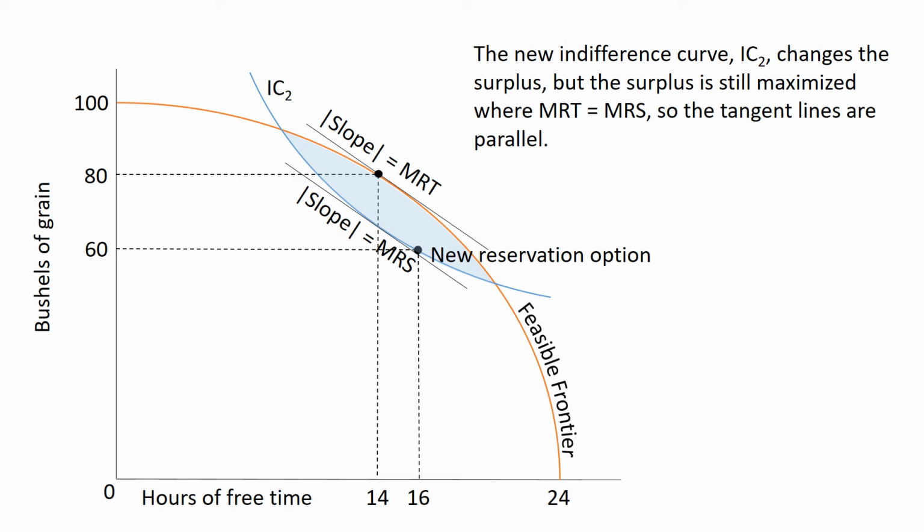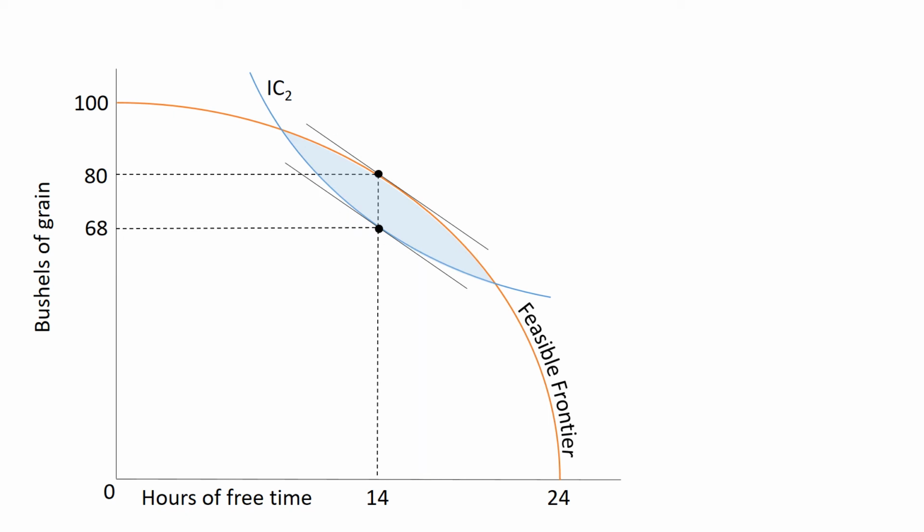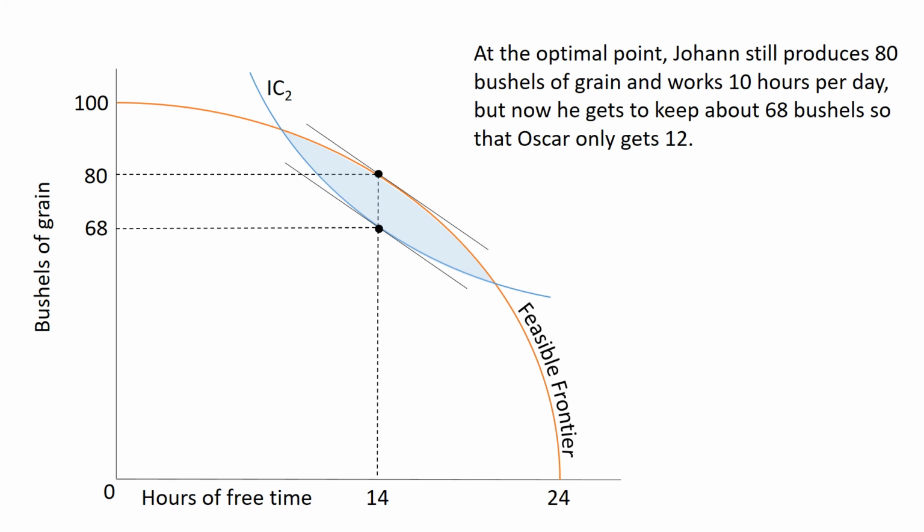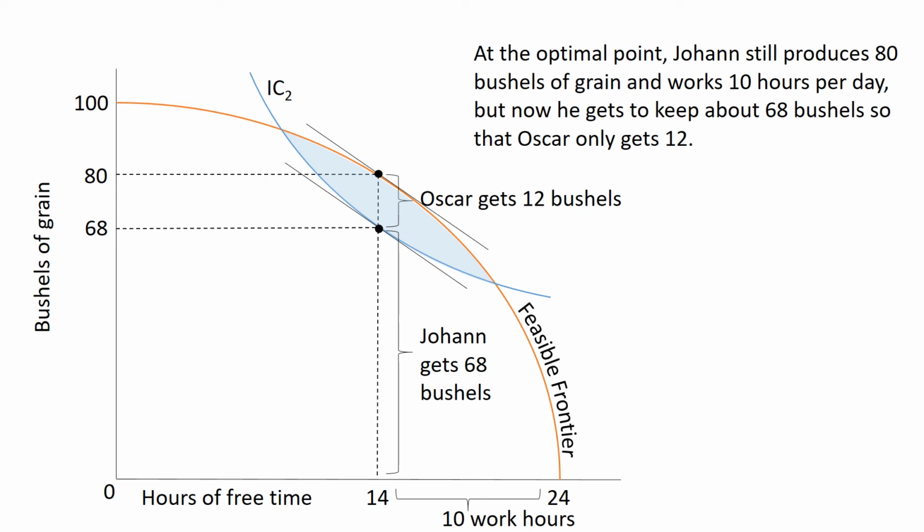Oscar's new take it or leave it offer to Johann is 68 bushels. That makes Johann just as well off as he would have been by immigrating. And recall that his new reservation option is to immigrate. At the optimal point, Johann still produces 80 bushels of grain and works 10 hours per day, but now he gets to keep 68 bushels so that Oscar only gets 12.